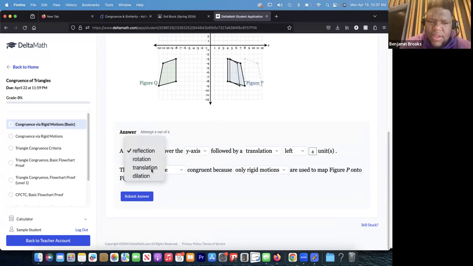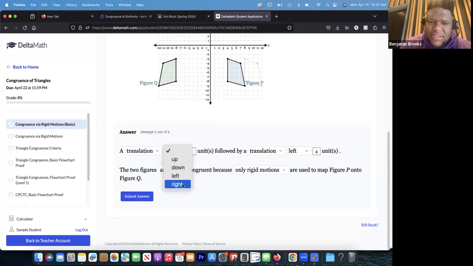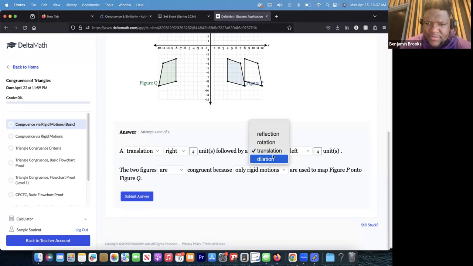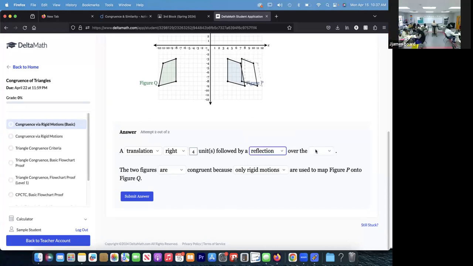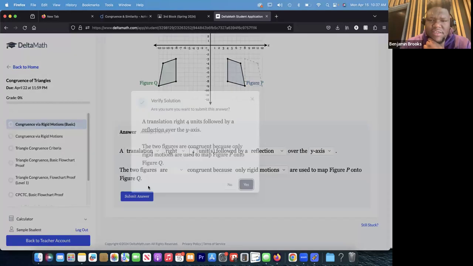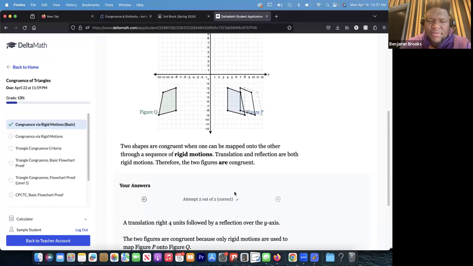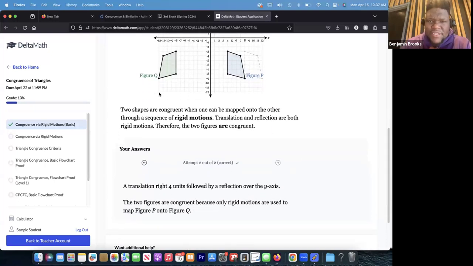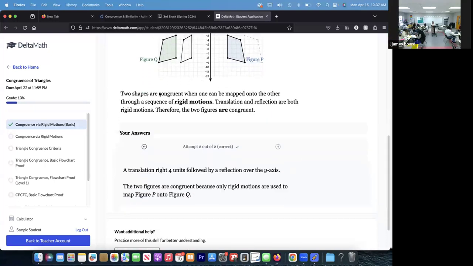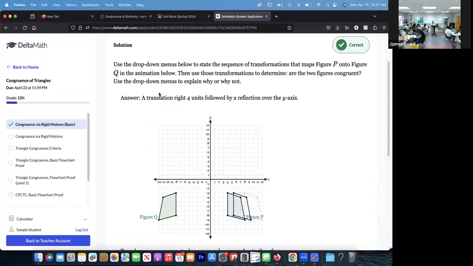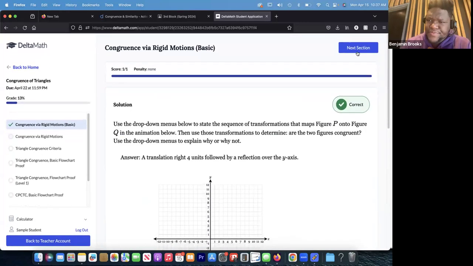Okay. Well, I guess they translated to the right 4 units and then reflected over the y-axis. I don't know. Let me double check and see. Oh, okay. All right. So I just had them in the wrong order. I reflected first and then translated. Interesting, but okay, cool. It's only one problem like that though.